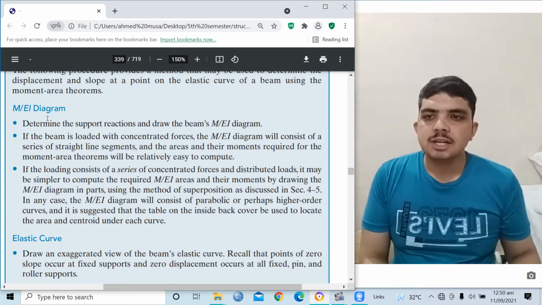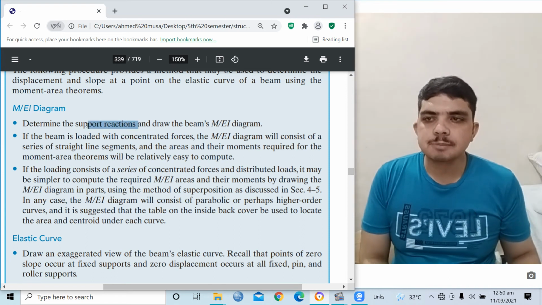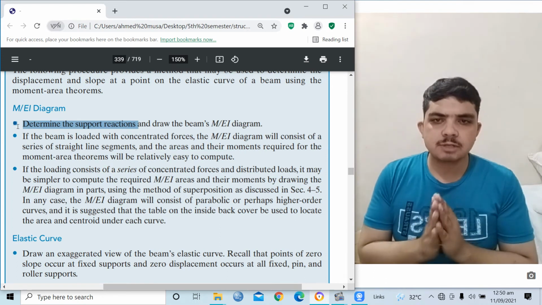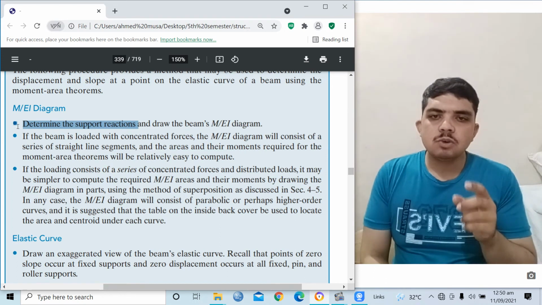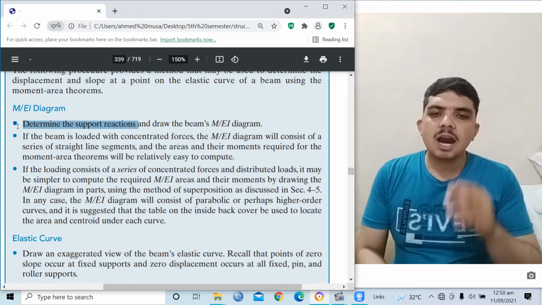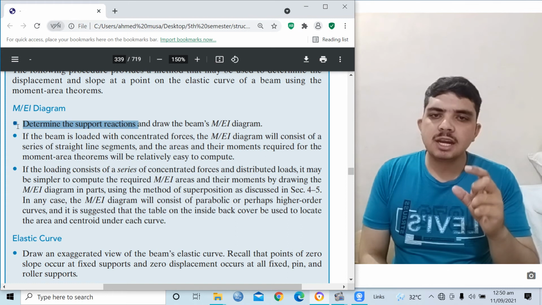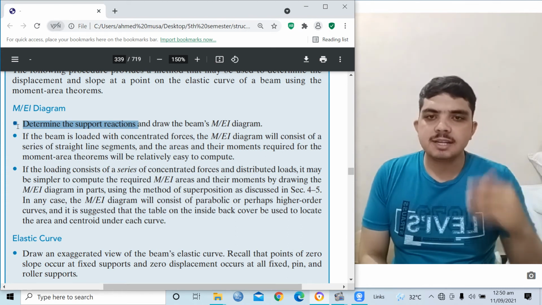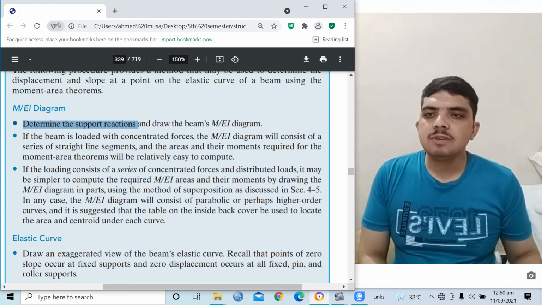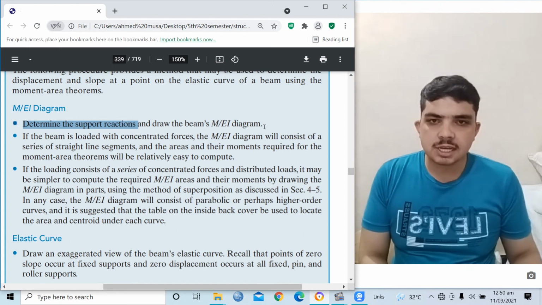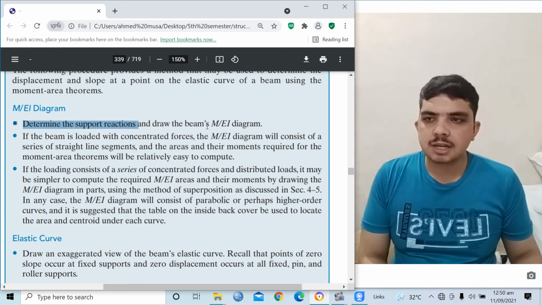For example, first of all we determine the support reactions. If you don't know about support reactions, kindly watch my video of engineering mechanics. In the engineering mechanics lecture, I have explained in detail how we can find the support reactions. Then we draw the M by EI diagram. M by EI diagram means moment diagram. First of all we find the shear force diagram, and then we draw the moment diagram.